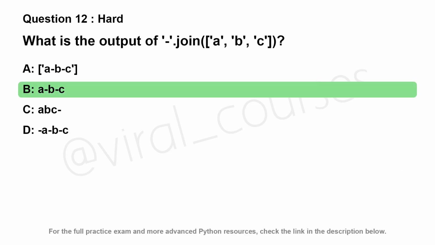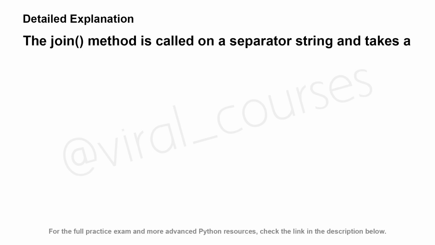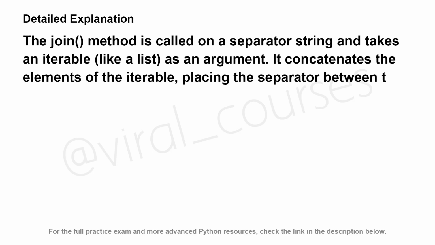The correct answer is B. The join method is called on a separator string and takes an iterable, like a list, as an argument. It concatenates the elements of the iterable, placing the separator between them. Thus, it produces "abc".